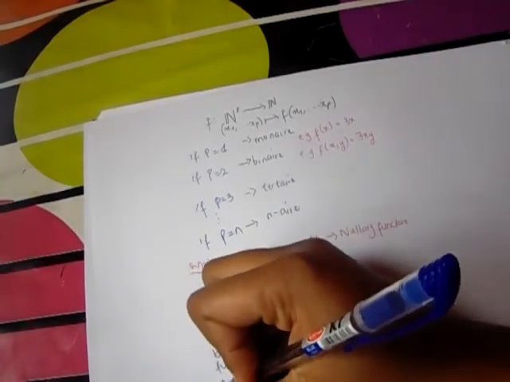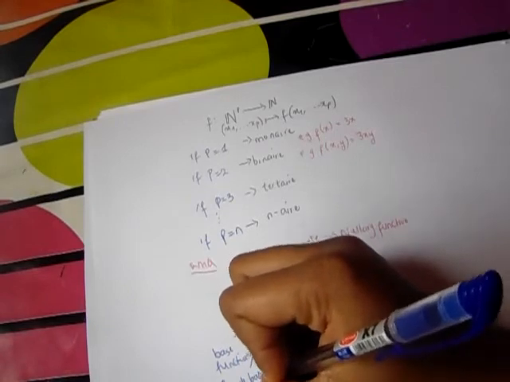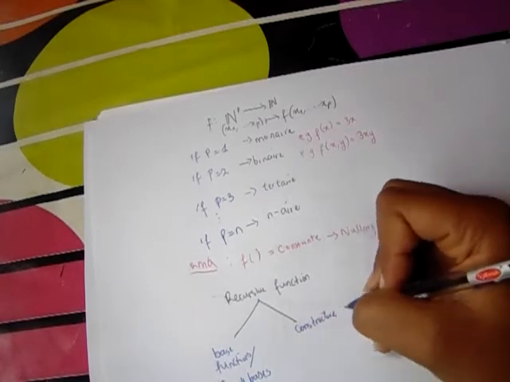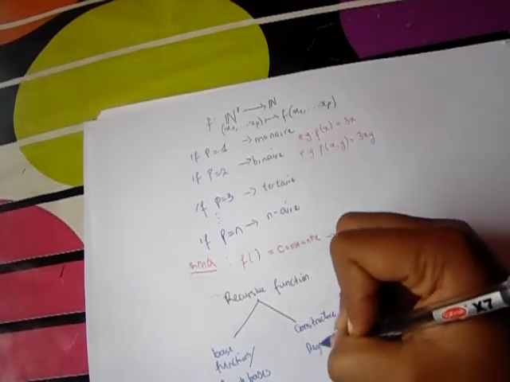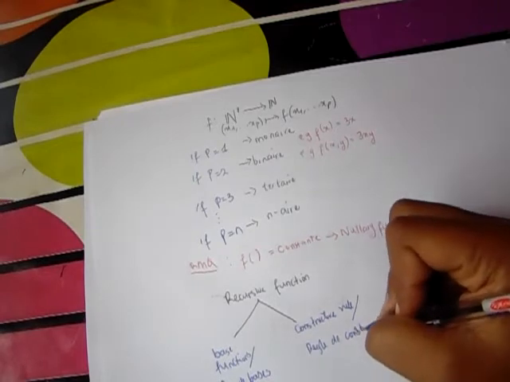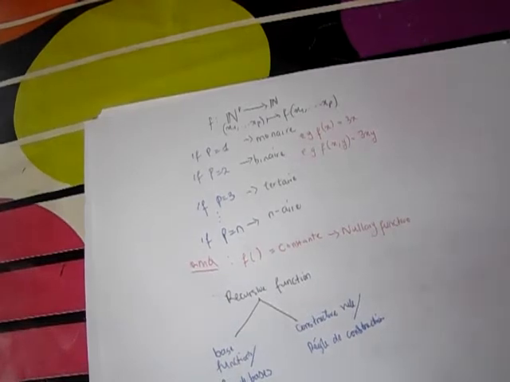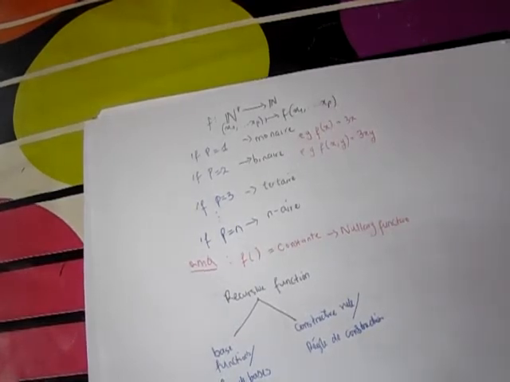So this is fonction de base, and this is a constructive rule, or règle de construction. So these are the two ways, the two branches, that lead to us having a recursive function. The next thing we're going to look at, we're going to talk about the fonction de base and the règle de construction. We're going to break them down and explain them separately.